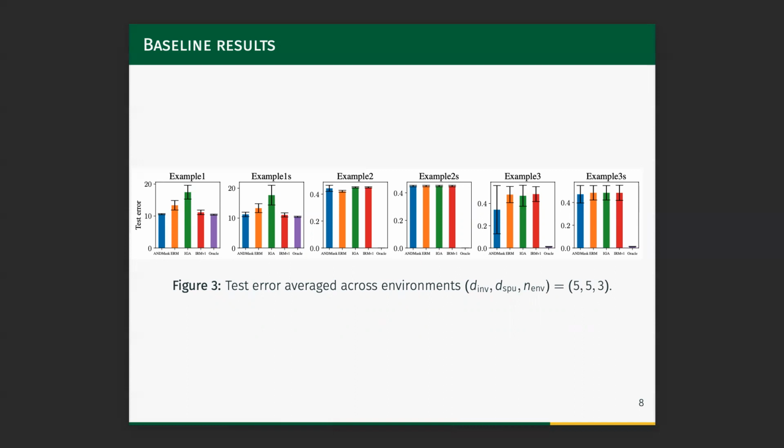We provide baseline results where we compare the algorithms mentioned previously to an oracle, a version of ERM which ignores spurious correlations. It is the purple bar in the plot, which corresponds to the upper bound performance. We observed that none of the existing algorithms solve these problems. IRM performs close to oracle only on example 1.